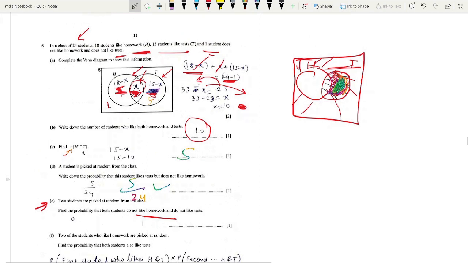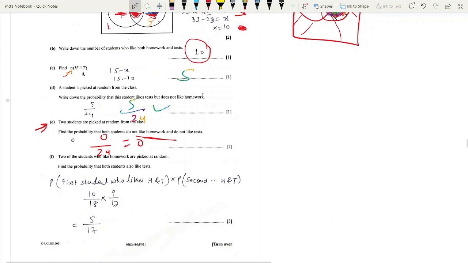In the question, it says one student does not like homework and does not like test. Only one student. And this question is based on 2 students. So there are no 2 students who don't like both. So the answer is 0 over 24. That is 0.